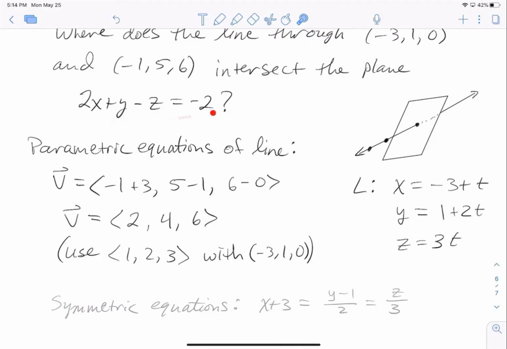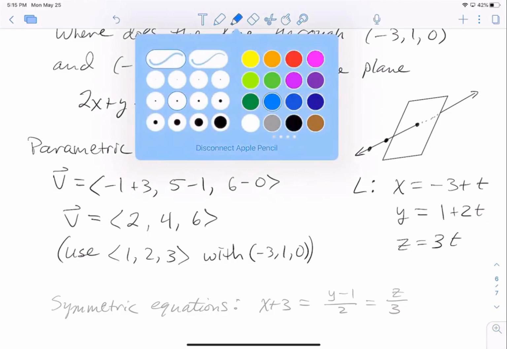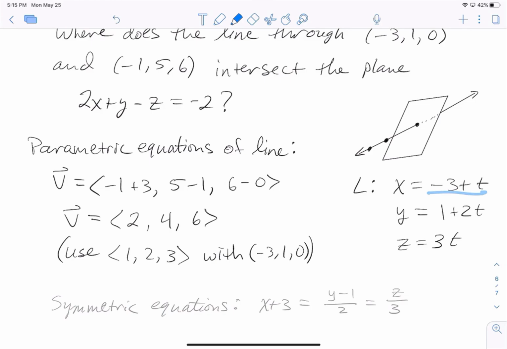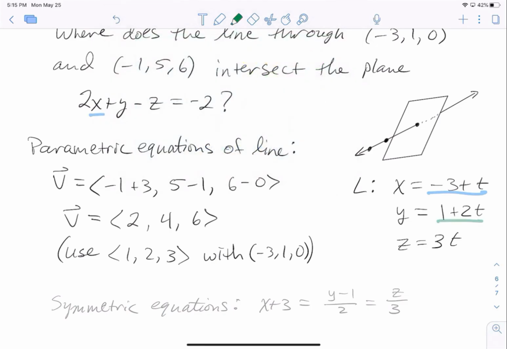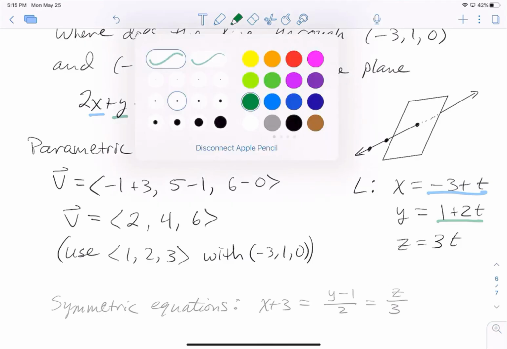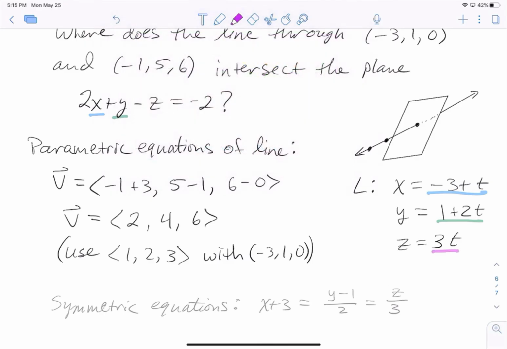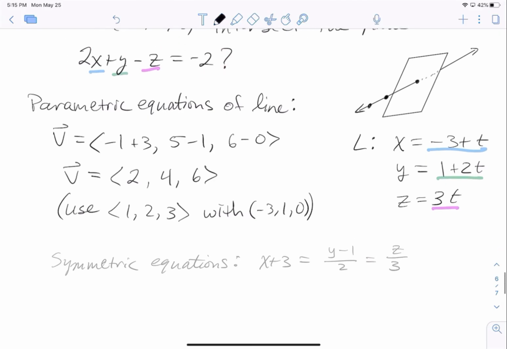See, we have the equation of a plane here. And if I had a value that I could put in place of x, y, and z, then I'd be able to do something with the equation of the plane. Instead of values, I have expressions. In place of x, I'm going to put negative 3 plus t. In place of y, I'm going to put 1 plus 2t. And in place of z, I'm going to put 3t. In so doing, I'm going to end up with an equation that has only t. If I solve for t, then I'll be well on my way.